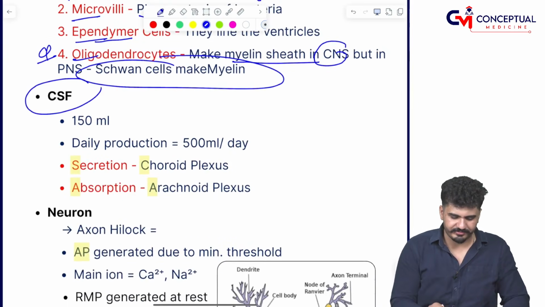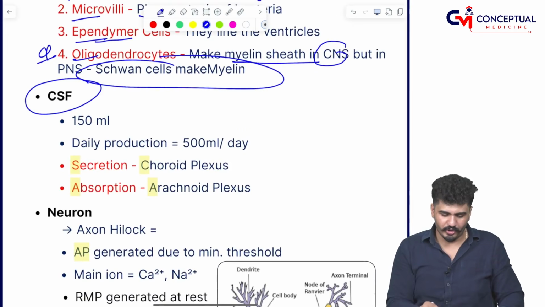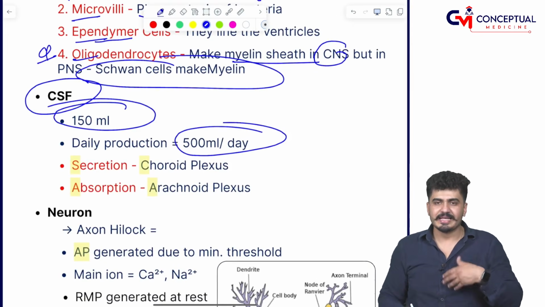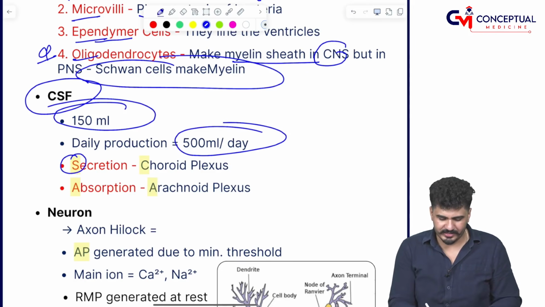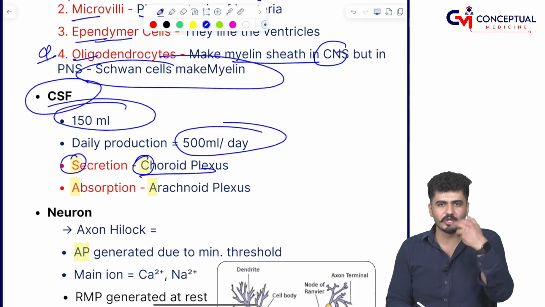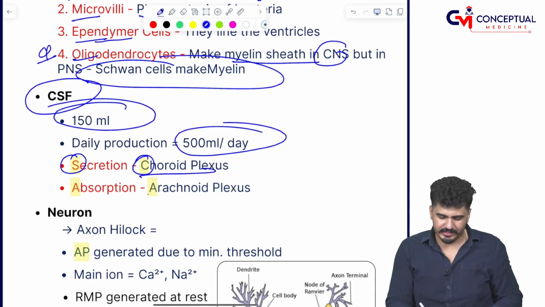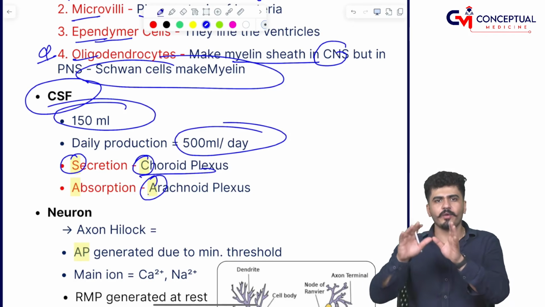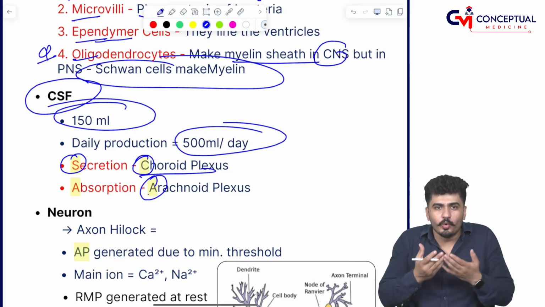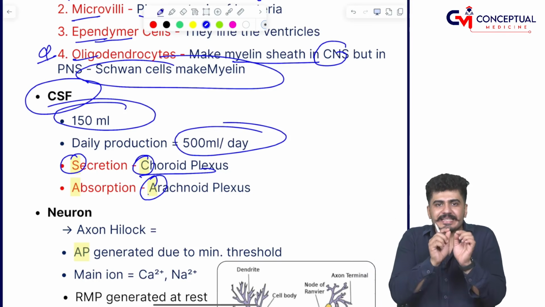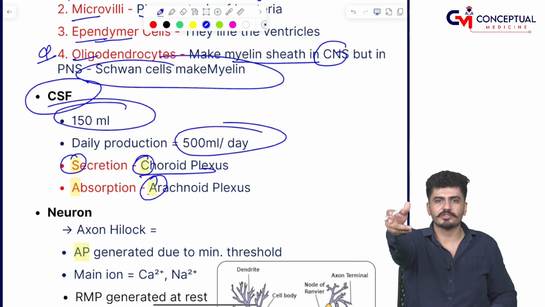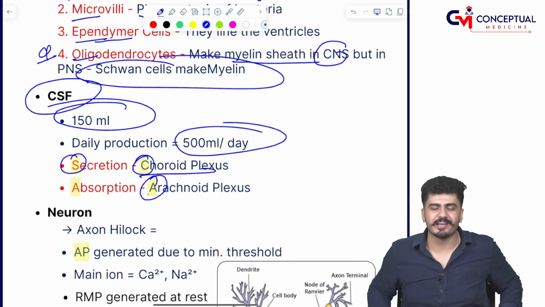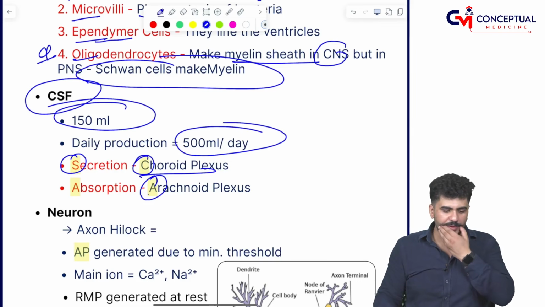Coming to the CSF. Cerebrospinal fluid, total volume 150 ml, daily production 500 ml a day. Secretion is done by S for C for choroid plexus. Absorption is done by A, that is why arachnoid. Who is producing, secreting? S is sounding like a C, so this is your choroid plexus. Who is absorbing it? A for arachnoid. Equally important to remember for the exam.